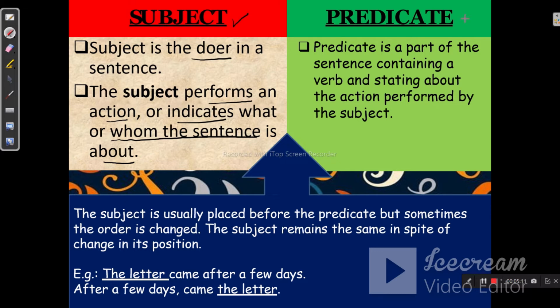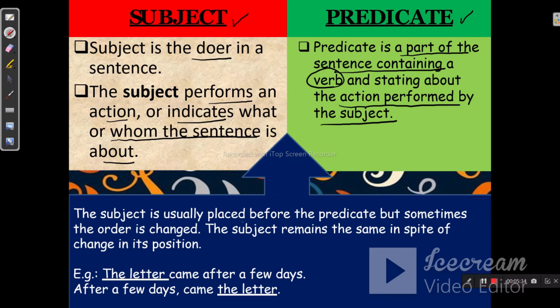Now let's discuss what is predicate. Predicate is the part of the sentence containing a verb. So predicate always contains the verb and states the action which is being performed by the subject, right? So here we have to identify what action the subject has performed, that is predicate.